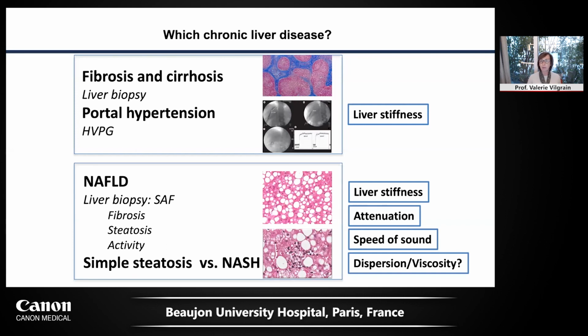And last, but probably even more challenging, this is to analyze the activity within the liver. And for that, we have new tools such as the dispersion slope that can reflect the viscosity of tissue. Here, the question is really important. It is to assess whether the patients have simple steatosis versus non-alcoholic steatohepatitis that may lead to several complications, including cirrhosis.